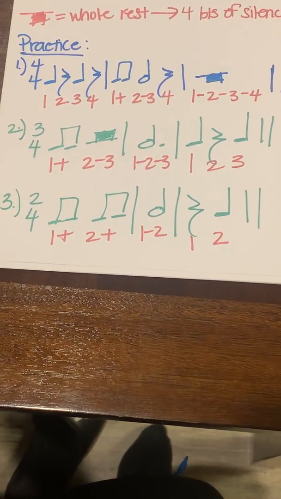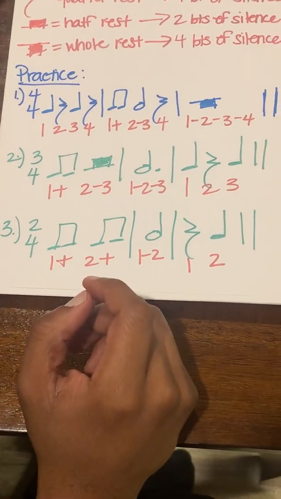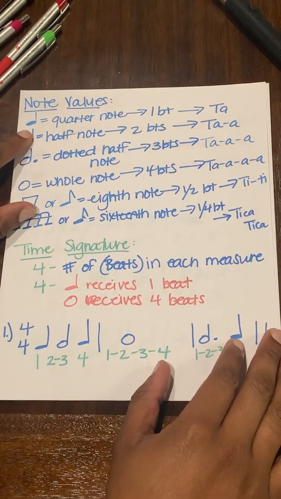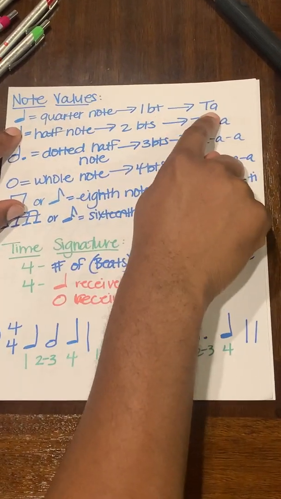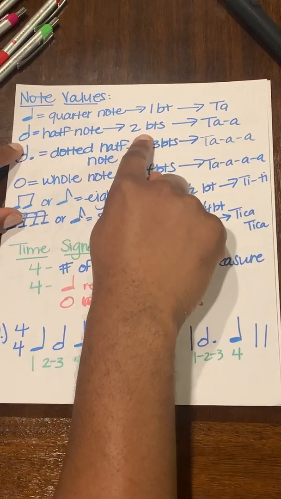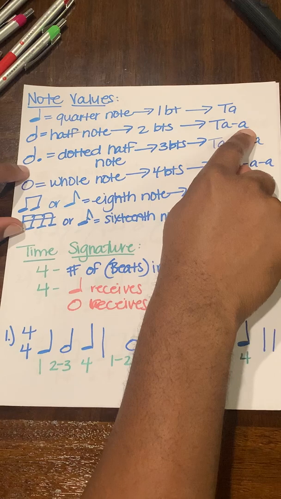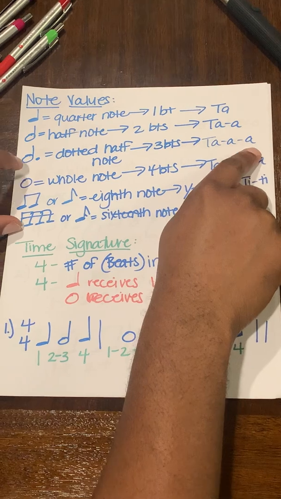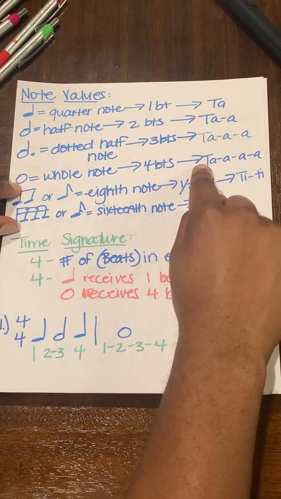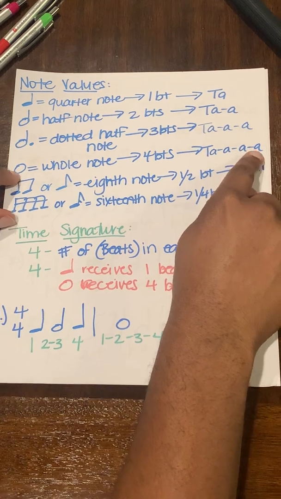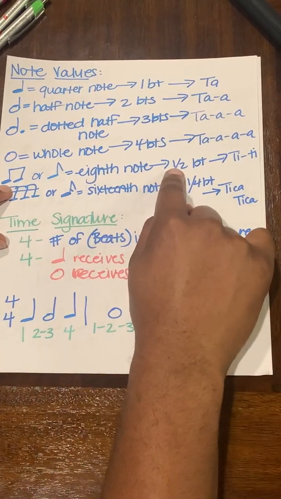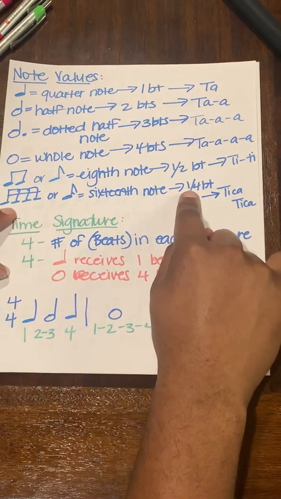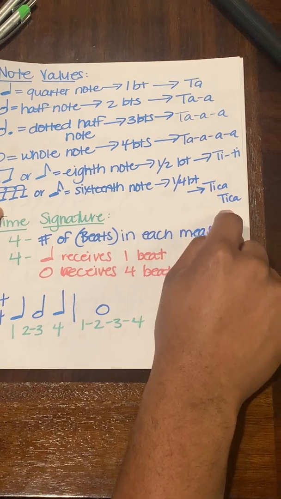Okay, so what we've learned today, let's do a quick review. Today we have learned and reviewed note values. The quarter note receives 1 beat, you count it aloud as ta. Half note receives 2 beats, you count it aloud as ta-ah. The dotted half note receives 3 beats, you count it aloud as ta-ah-ah. The whole note receives 4 beats, count it aloud as ta-ah-ah-ah. The 8th note receives half a beat, you count it aloud as ti-ti. The 16th note receives 1/4 of a beat, you count it aloud as ticka-ticka.